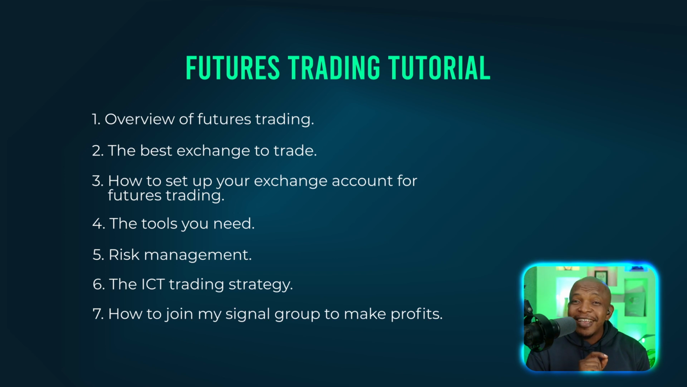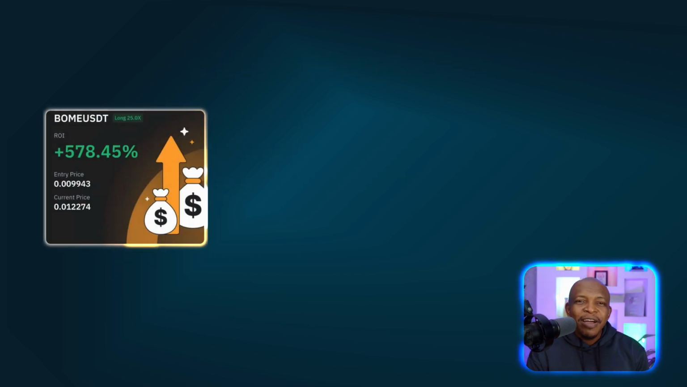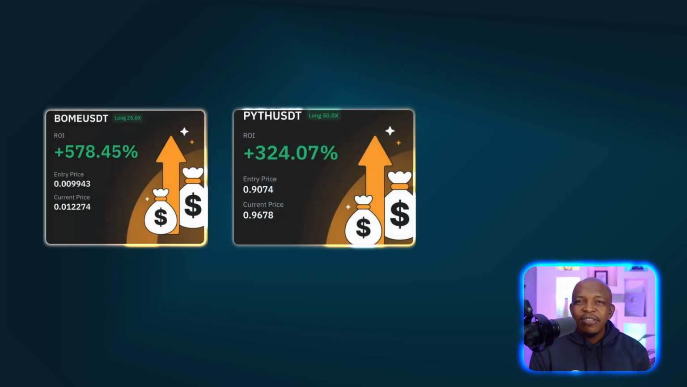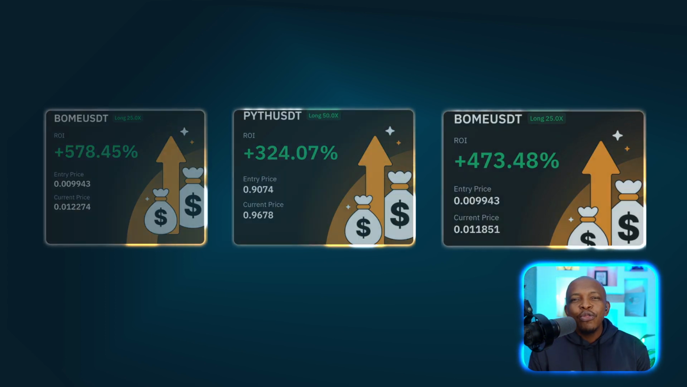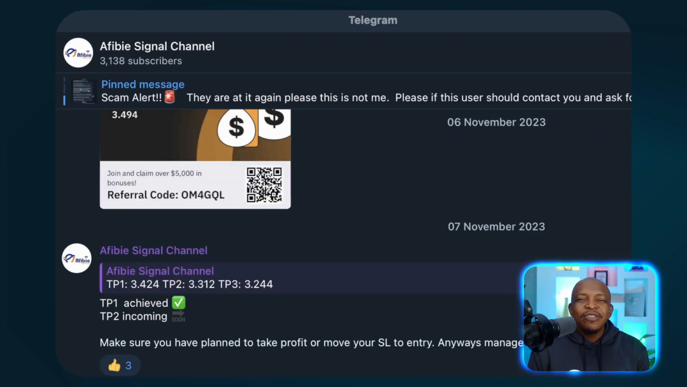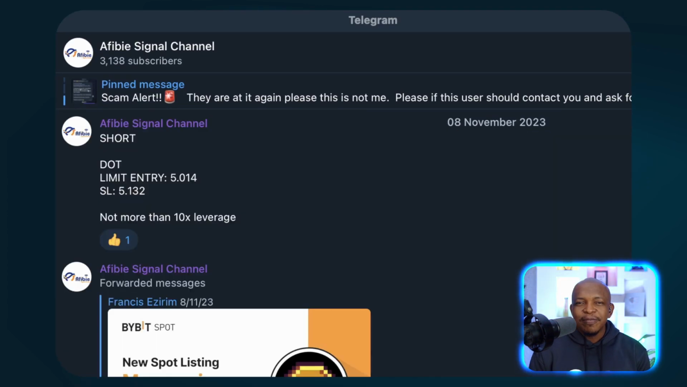The profits are incredible. This is a 571% gain, this one is 324%, and this is 473%. If you go through our Telegram group, you will see there are a lot more like this. But the thing is that you can be given a signal and still mess it up. That is why you need to go through this training first.